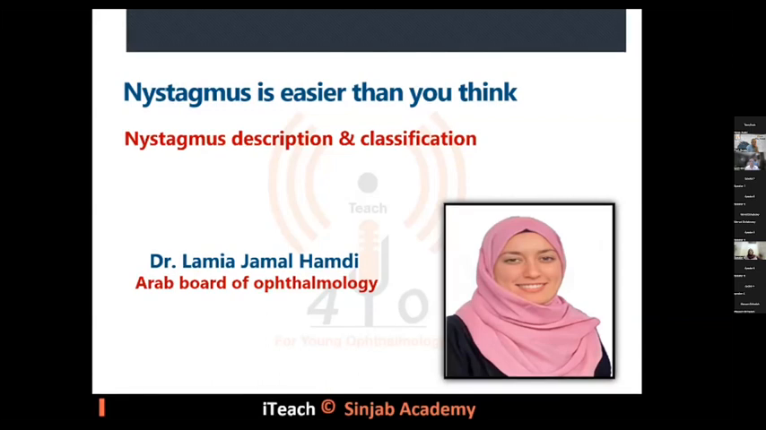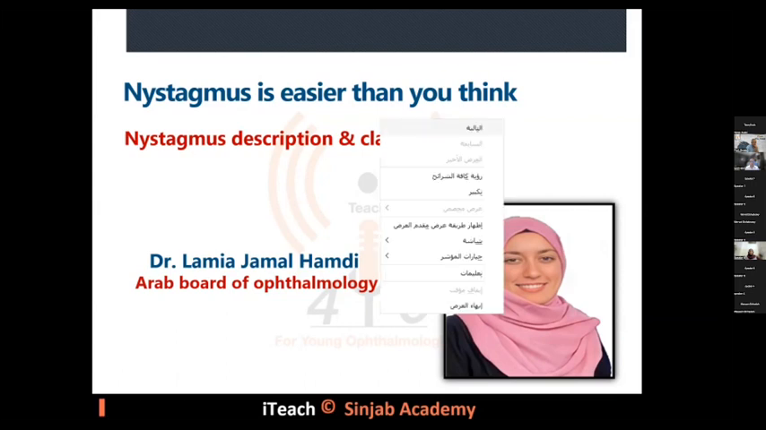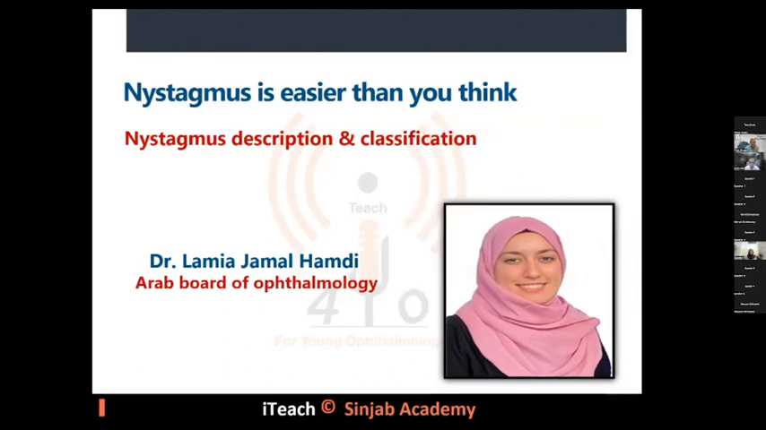So starting with the nystagmus definition, does it turn? No. What about now? Okay. Yes.